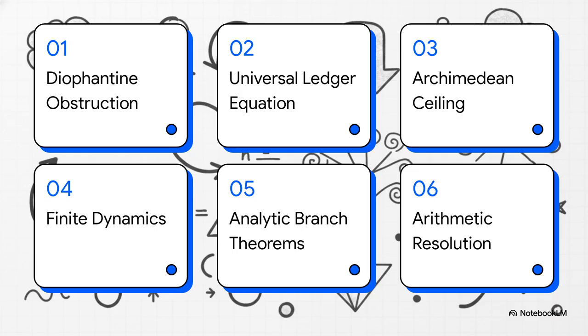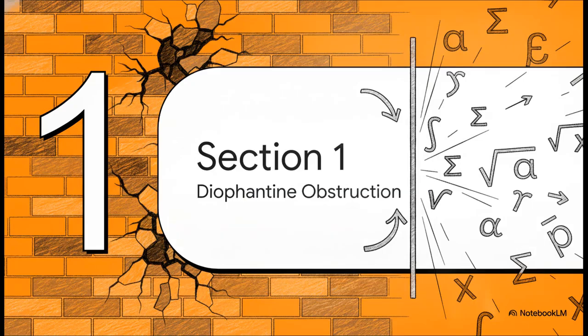Here is our roadmap for this deep dive. We'll start with the Diophantine obstruction, move into the universal ledger equation, tackle Regime 1's Archimedean ceiling and Regime 2's finite dynamics, explore the analytic branch matrix theorems, and finally, bring it all together with the arithmetic resolution. Okay, let's dive into this. Section 1, the Diophantine obstruction.